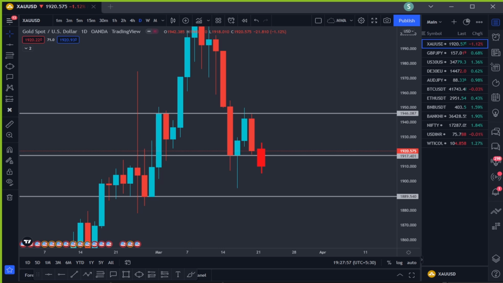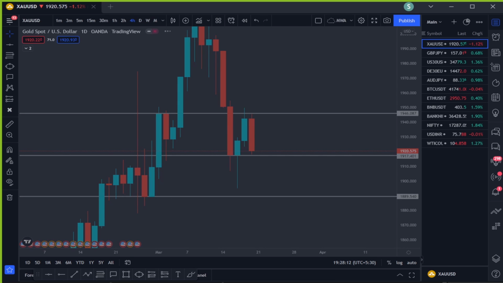This is the support level, we get a break and close below, so we are expecting the price to continue lower to the next support, which is right here. So that is how we are going to expect and see what's happening on the daily. So let's go to lower time frames and see what's happening there.